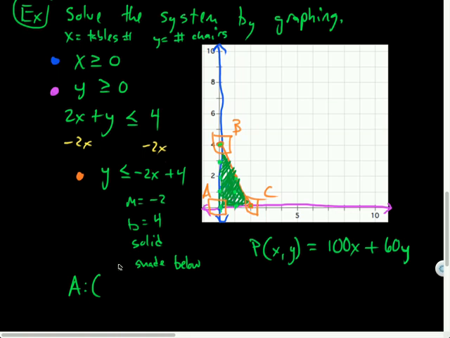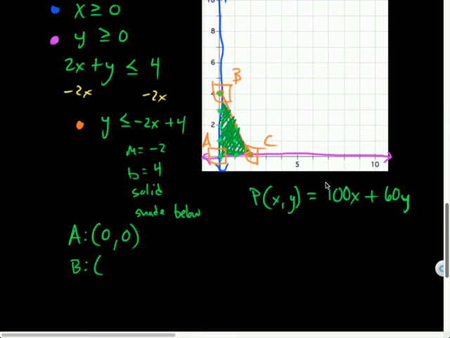Right there. X, Y, what's that? 0, 0. What are the coordinates of point B? 0, 4. And what are the coordinates of point C? 2, 0, right? So those are the points that I'm interested in, and I'm going to plug those in in order to find out which one gives me the most profit.